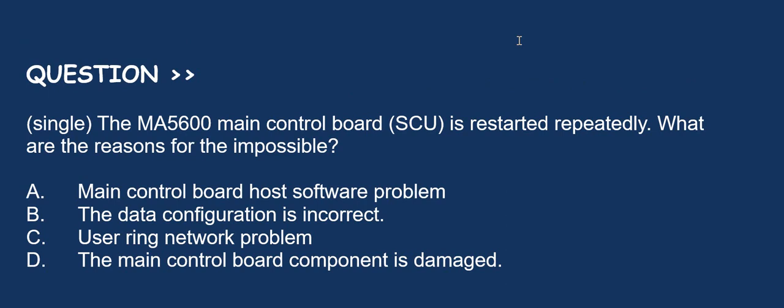The next question is, the MA5600 main control board SCU is restarted repeatedly. What are the reasons for the impossible? Option A, main control board host software problem. Option B, the data configuration is incorrect. Option C, user ring network problem. Option D, the main control board component is damaged. Correct answer is option B.